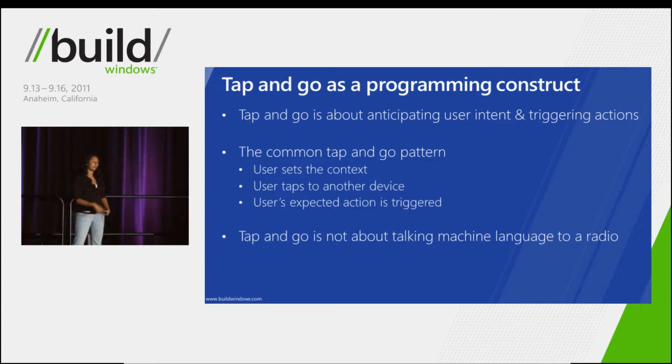So I was talking to you earlier about this pattern that gets set up regardless of what the experience is going to be, whether it's sharing files or connecting applications. There's three steps here. The user's going to set context. They're going to get ready to share whatever it is they're sharing, or launch the app they want to have a multi-user game with. Then they're going to actually tap against another device. And the last thing is they get what they expect to happen.